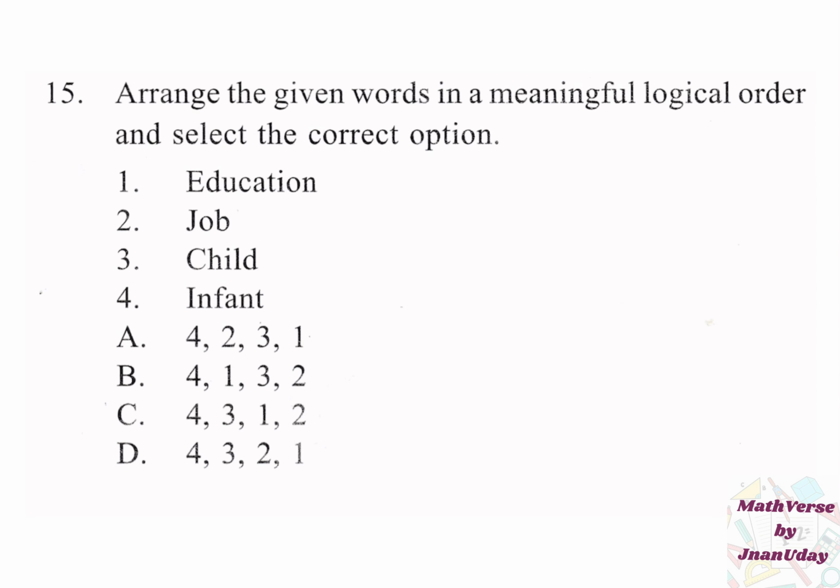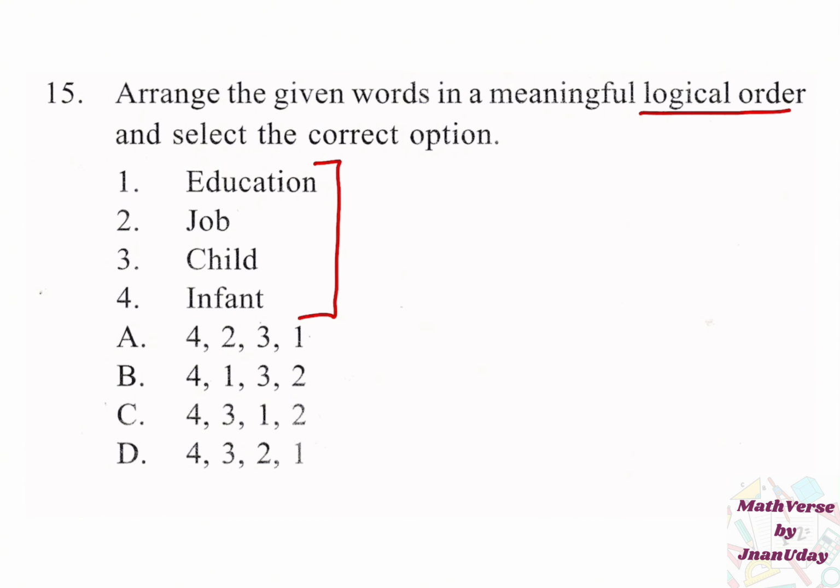Question number 15 is, arrange the given words in a meaningful logical order and select the correct option. 1 Education, 2 job, 3 child and 4 infant. As we look at the options, they have given the order of numbers. We have to make a logical order. If we look at the options from 1 to 4, we can see that they have given the order in an age-wise manner. Okay, infant, child, job and education.